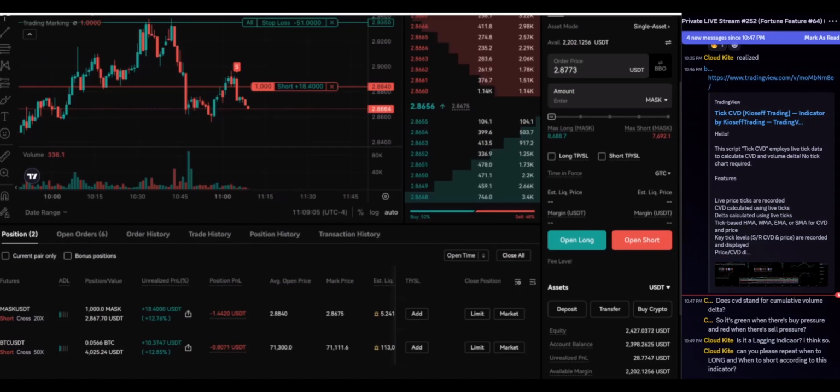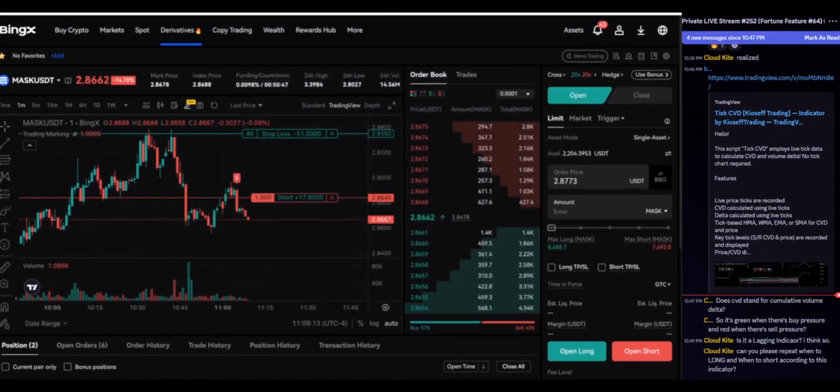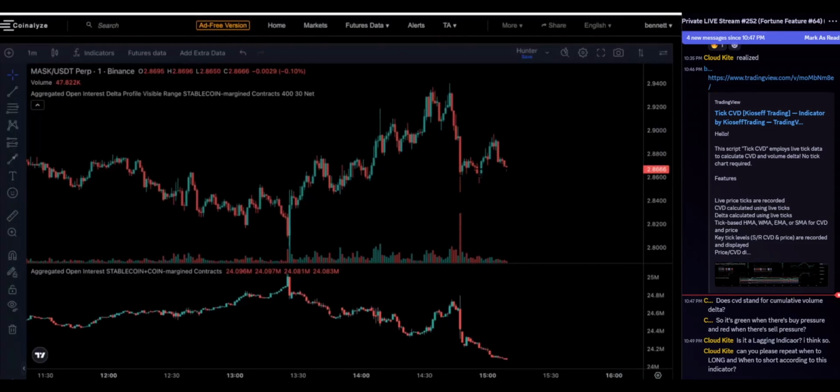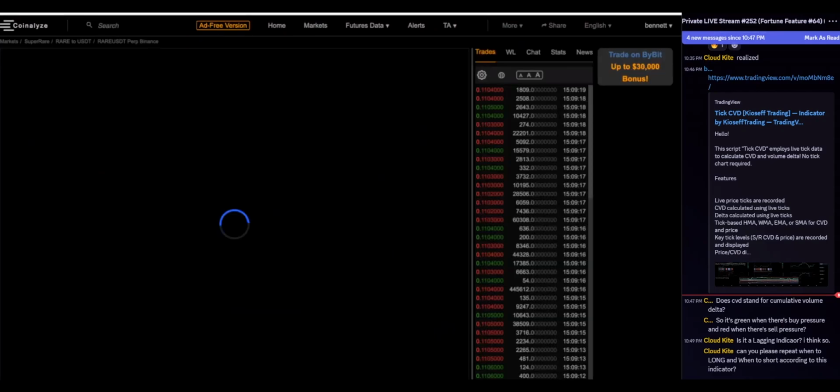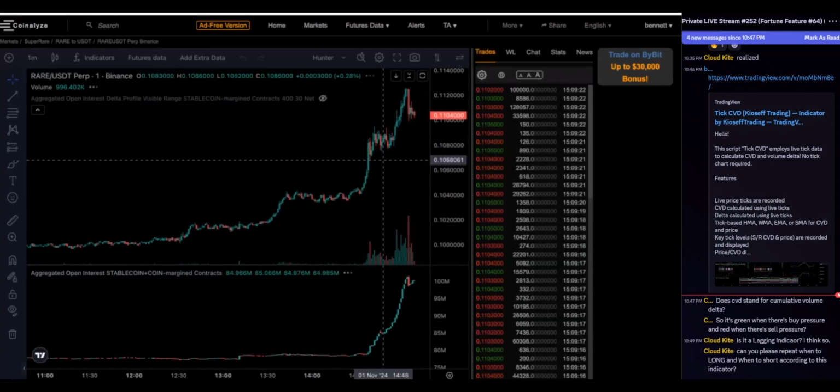Anyone have any questions so far on any of the actions that I've done thus far? Additionally, let's go look at the other coin that I was analyzing, Rare. I'm curious if Rare has, oh, this is looking great. I'm curious if Rare has still gone up. Let's go see. So Rare actually went down a little bit.